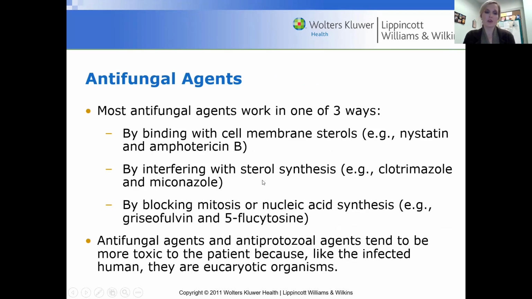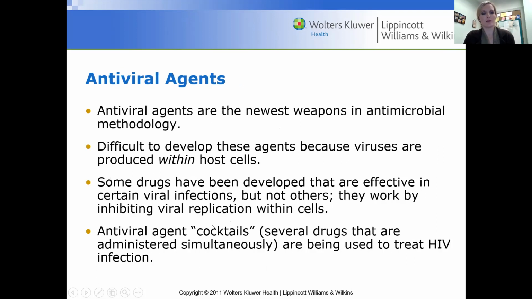Antifungals. So again, the big thing to focus on here is that antifungals target fungal infections. As far as how and what they're targeting, I wouldn't worry about these: they either bind with cell membrane sterols, or they interfere with the sterol synthesis, or they block the replication process of either mitosis or nucleic acid synthesis. The big thing I really want you guys to know is just how antifungals are used to target fungal infections. Don't worry about specifics. So let's go ahead and move to the next one.